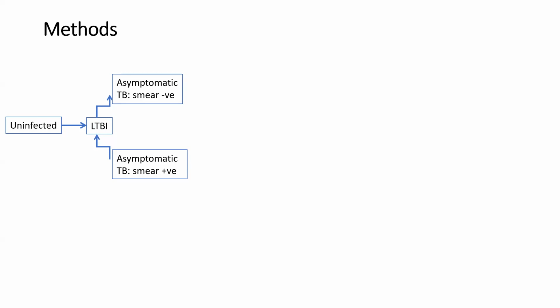I think the arrow down here is wrong. It's supposed to show from latent TB to symptomatic TB. I don't know why it's coming up like this because I've been changing it now and then. I'm so sorry for that.